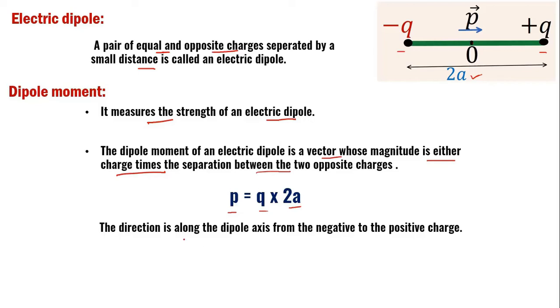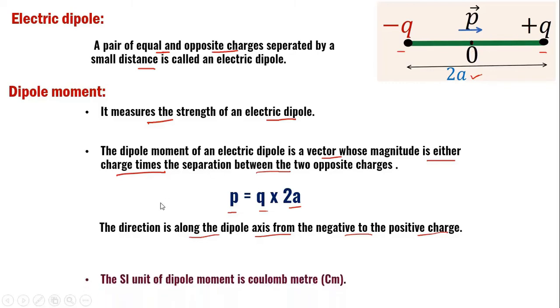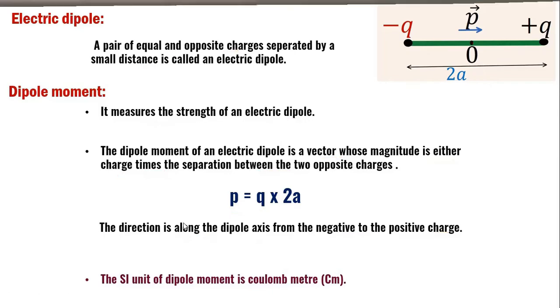And it's a vector whose direction is along the dipole axis from the negative to the positive charge. That means it lies along the dipole axis. Now what will be the dipole axis? The axis which joins the centers of the two charges will be the dipole axis, and it is always pointing from the negative charge towards the positive charge. So you have to keep this in mind, and the SI unit of the dipole moment is coulomb meter.